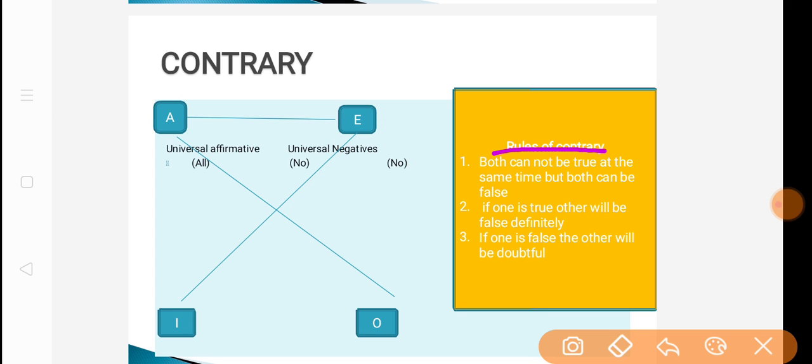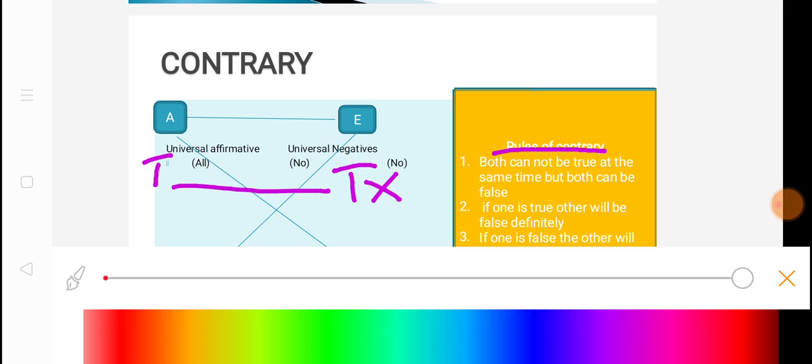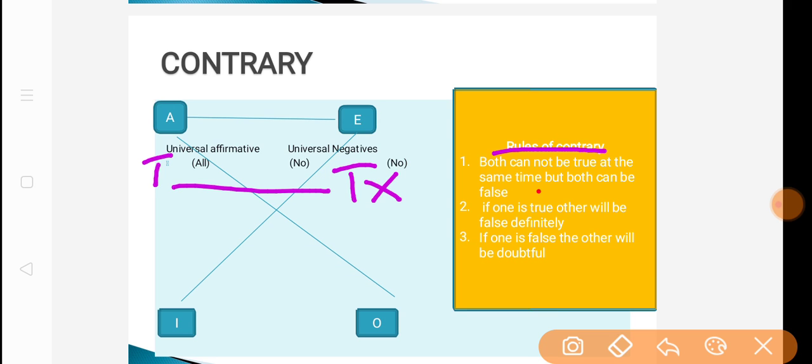Both cannot be true at the same time. If one is true, there is no chance the other one is also true. But there is a chance that both can be false. Maybe.